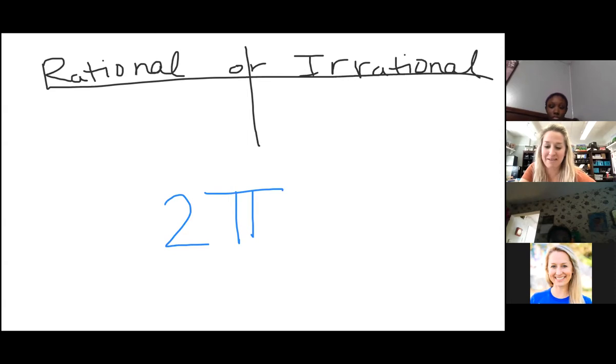What do you think that would be? It is also irrational. Anytime you have pi, and pi is irrational, if you multiply by 2, it's just a bigger irrational number. Okay. If I took it and I divided pi, I said pi divided by 2.